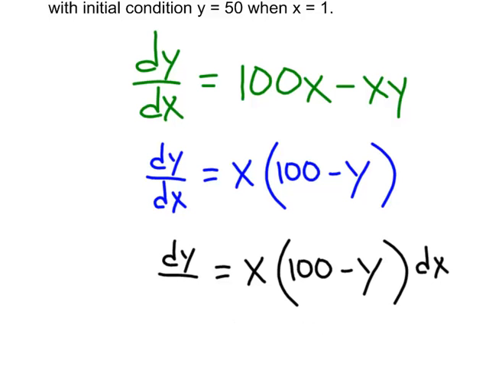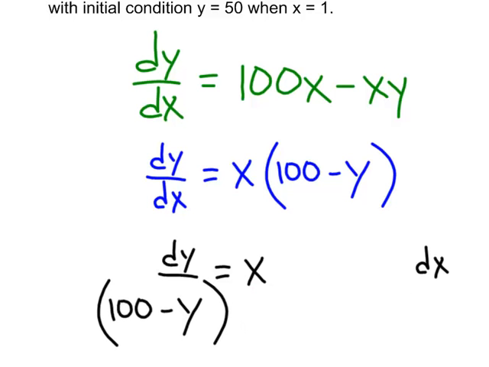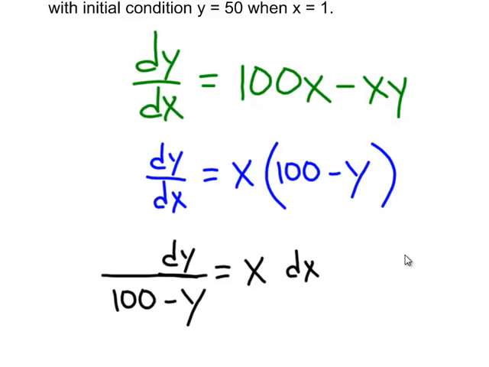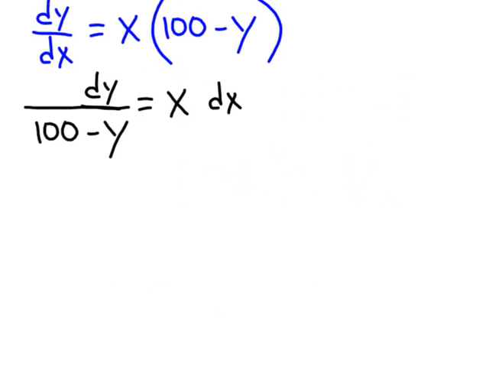So now we've got x and dx together on one side. So let's divide this 100 minus y over to the left side. And we've accomplished our immediate objective of separating the variables. Again, x dx on one side, y dy on the other. We're going to integrate next. We're going to put the indefinite integral symbol.